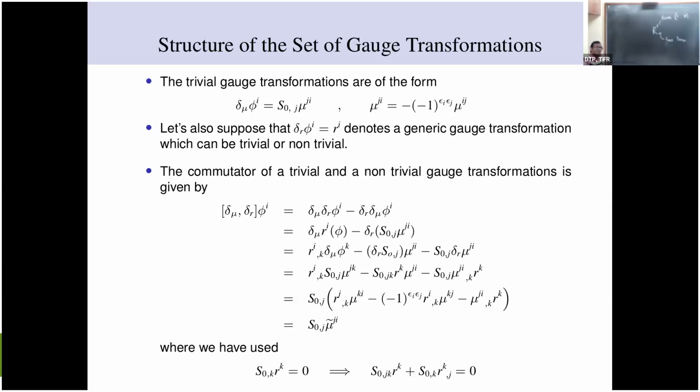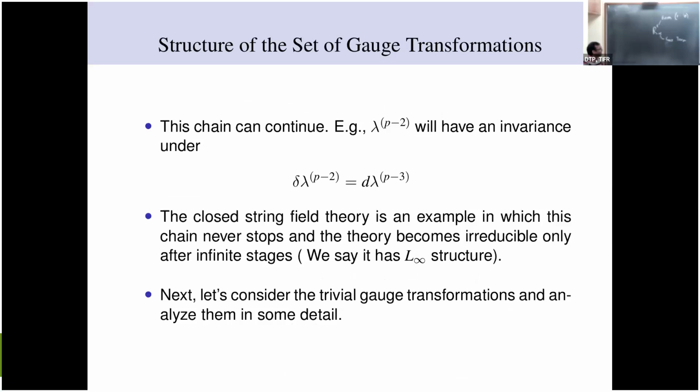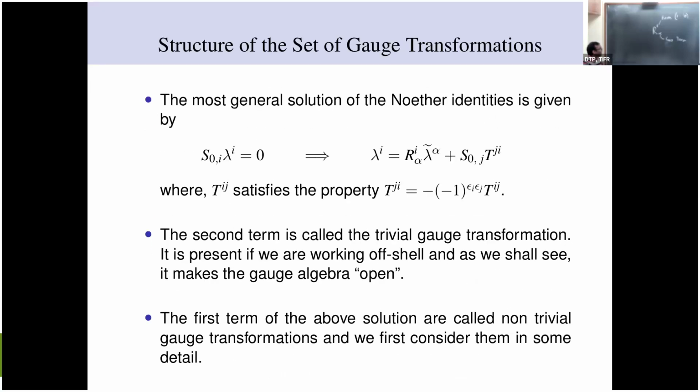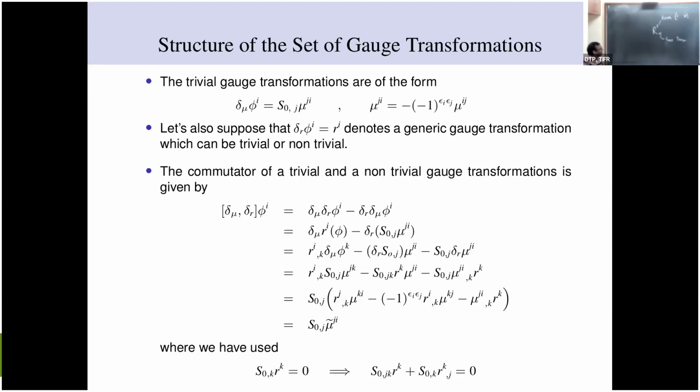So can you give an example of trivial gauge transformation? Yes, so you take something proportional to the equation of motion multiplied with some quantity Tij satisfying this property, so it will be trivial. But why are you multiplying with Tij? Because if you don't multiply, then it won't satisfy this equation.